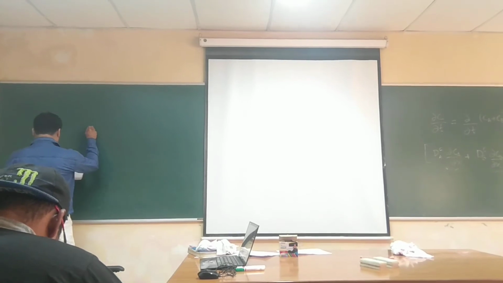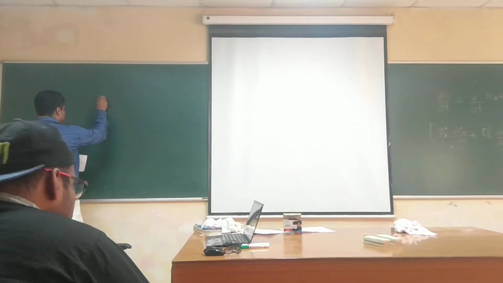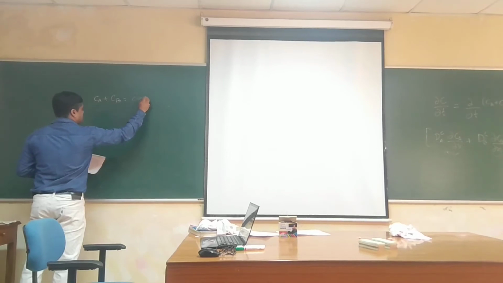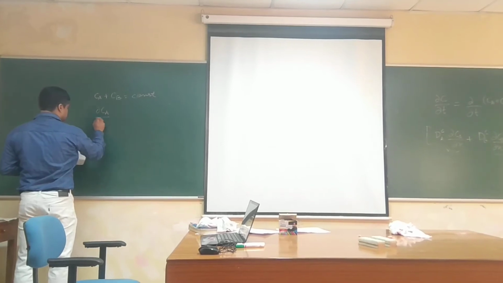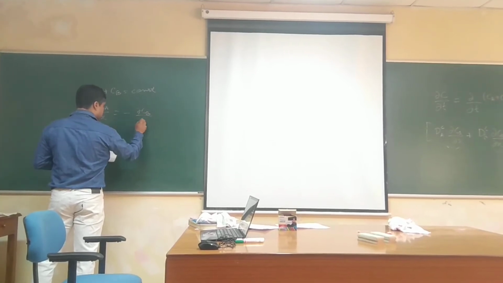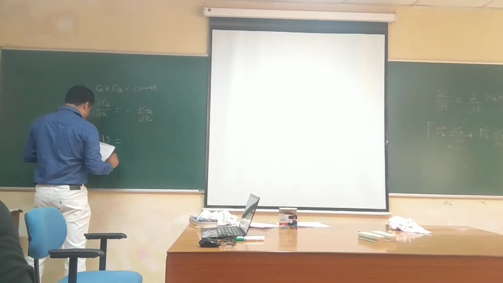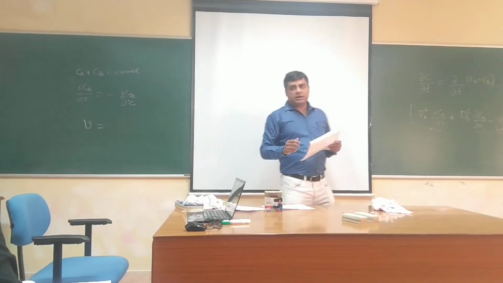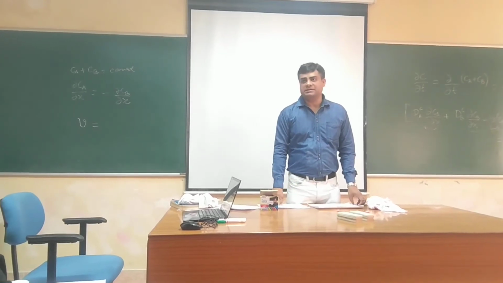So for the expression for marker velocity, also note that Ca plus Cb is constant. That's what we said. That means your del Ca del x is equal to minus del Cb del x. So these two things will give you an expression of V in terms of the slope of the composition profile and the intrinsic diffusion coefficients. Can you tell me the expression?